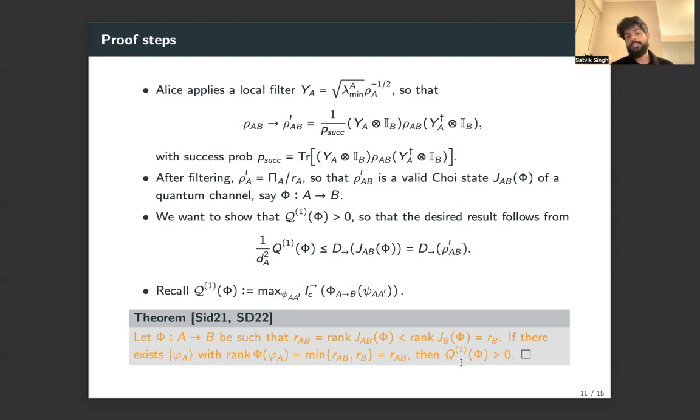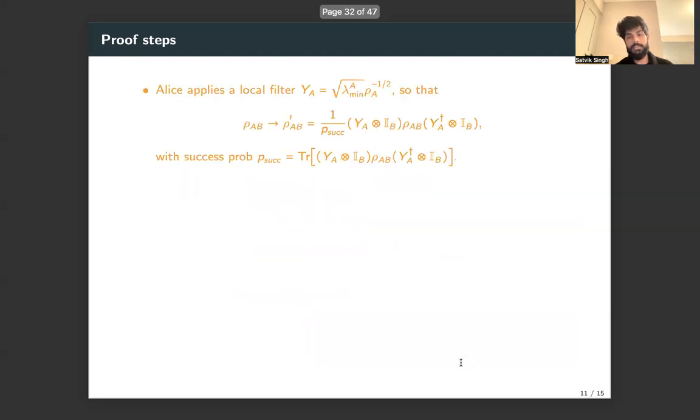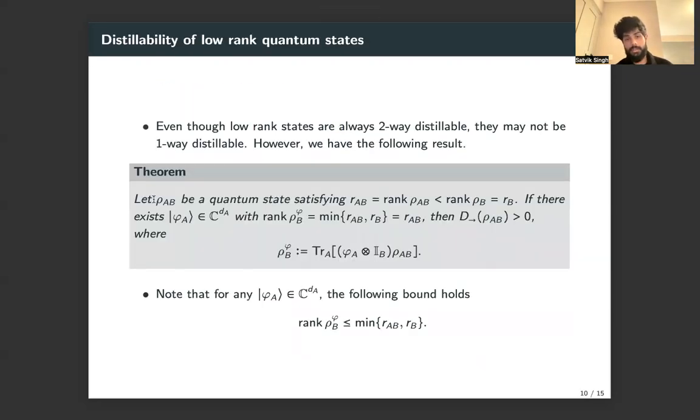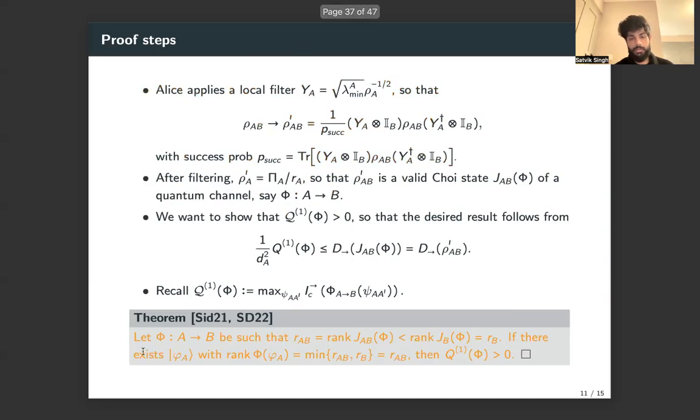Now, these two conditions seem pretty familiar, because they are exactly analogous to the conditions that we originally assumed for our state. And so the conditions that we assumed on our state translate to the assumptions required to show that this channel phi has positive coherent information. And so this is the main technical result of our paper. This allows us to use the techniques that were recently developed to show positivity of quantum capacity of the channel to actually study distillability of quantum states via this bound, which is also a slightly non-trivial result.